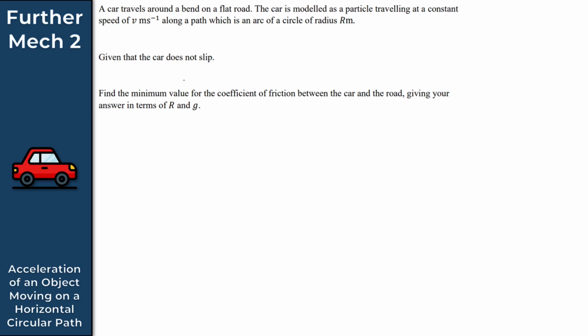We're then given that the car does not slip, and what we want to do is find the minimum value for the coefficient of friction between the car and the road. We need to give our answer in terms of r and g. So, like we said, this question is certainly more challenging than the previous question. To begin with, what I would do is draw a diagram.